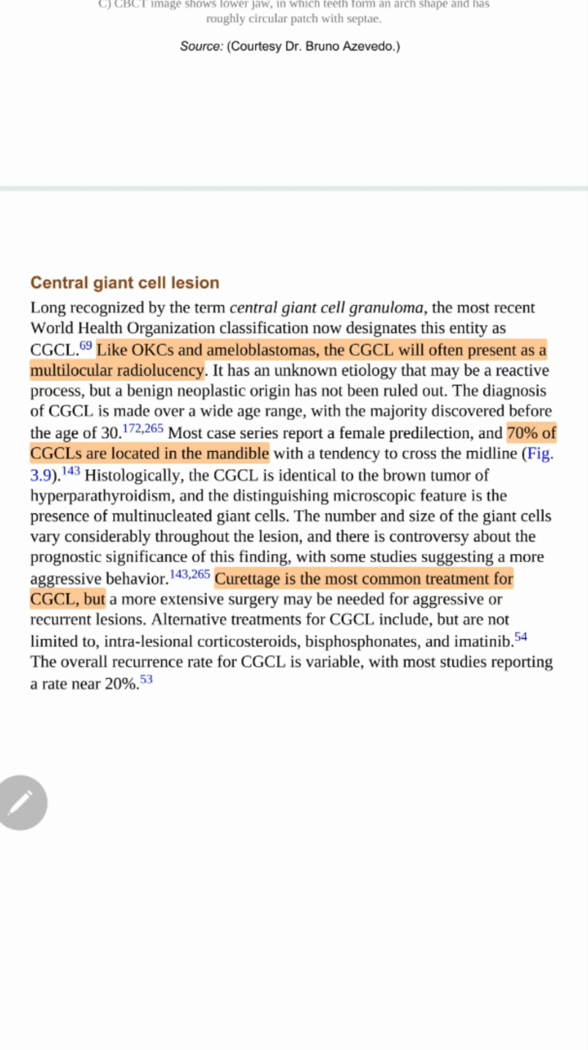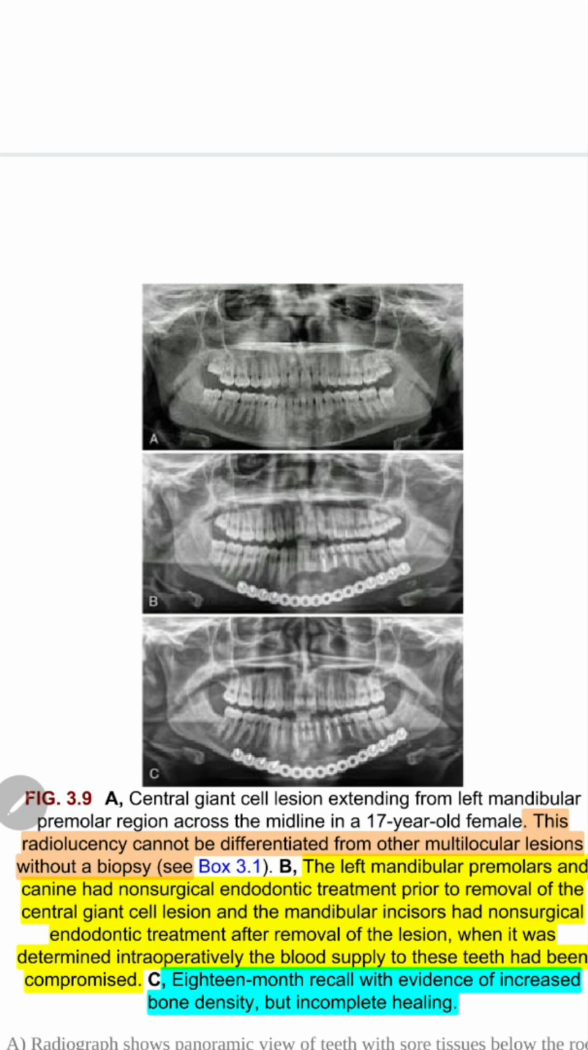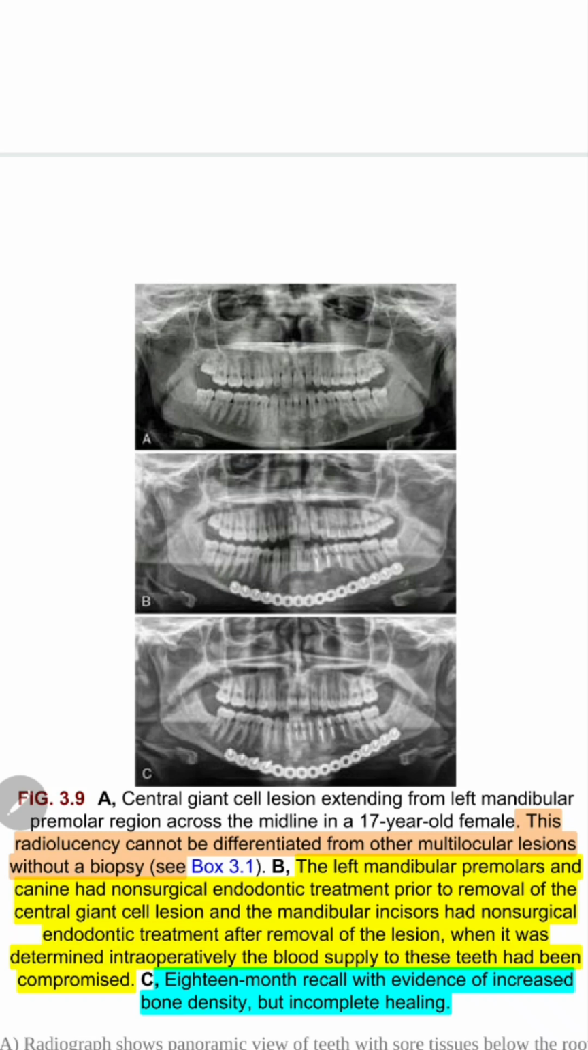Central giant cell lesion. It is the same as the odontogenic keratocyst and ameloblastoma, in that they are often found in the mandible, and they are multilocular radiolucencies, but can be unilocular when they are small in size. Surgical treatment is recommended. We can see here the radiolucency cannot be differentiated from other multilocular lesions without a biopsy.